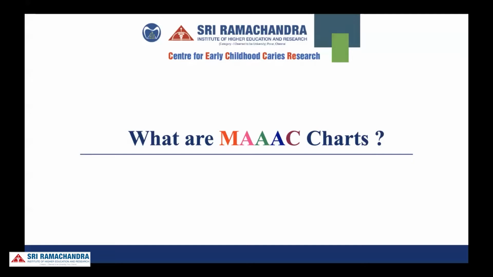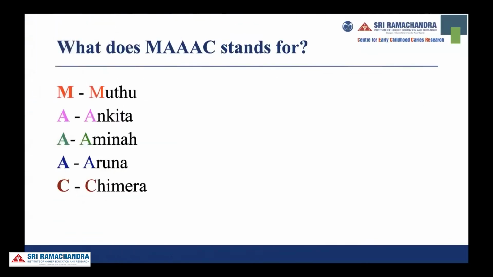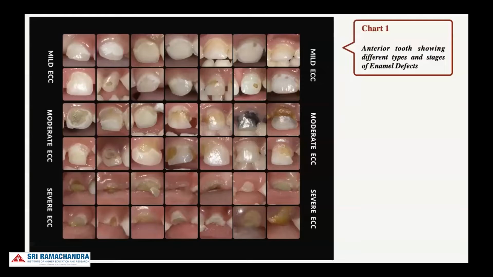Now, what are MAAC charts? You must be wondering what MAAC stands for. The word MAAC is derived from the first letters of all the authors involved in the development of these charts. The MAAC charts comprise 3 charts. Here you see chart number 1, which shows the anterior teeth showing different types and stages of enamel defect and ECC. The first 2 rows show mild ECC, the middle 2 rows show moderate ECC, and the last 2 rows show severe ECC.